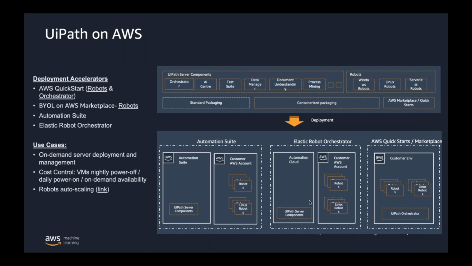So the first topic is deploying UiPath on AWS. I'm sure you would have heard about multiple deployment patterns of UiPath. The first one that I want to talk about is Quick Starts. Quick Starts are AWS's deployment accelerators.